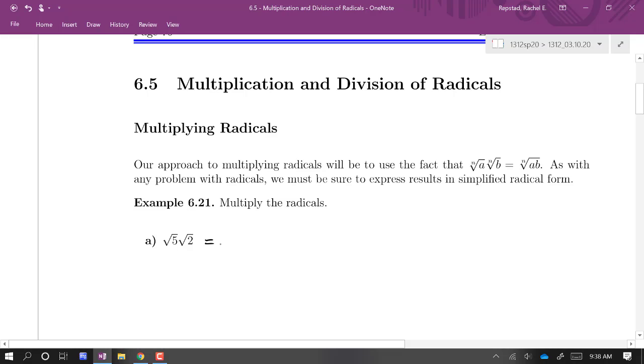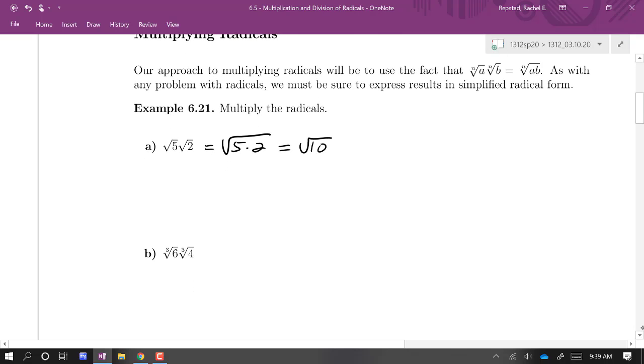So multiplying these radicals, root 5 times root 2, we're just going to do the multiplication inside and get root 10. We've already used that. I mean, we used that already when we rationalized denominators. This is nothing new. I'll do one more here.